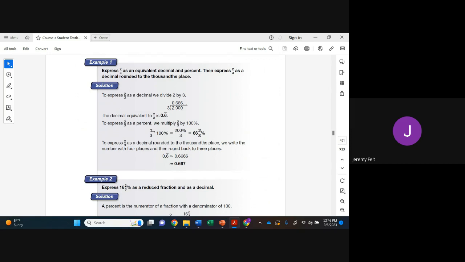So we do 2/3, which is our fraction, times 100, which gives us 2 times 100, which is 200, divided by 3. 3 goes into 200 66 times, which is 198. So we have 2 left over, and it's being divided by 3. So 66 2/3%.